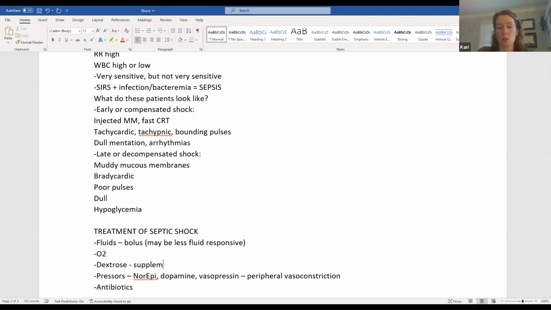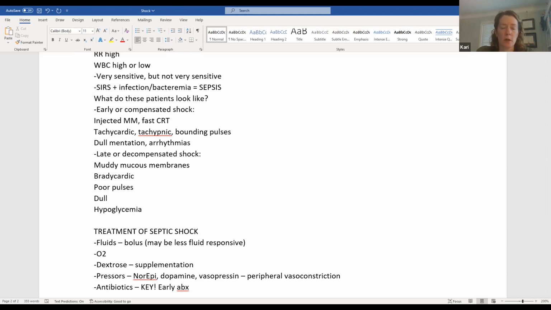Dextrose supplementation is often important if they are hypoglycemic when they come in, but if not, you want to keep a close eye on that. And then antibiotics are absolutely key. So early antibiotic therapy in patients with sepsis has been shown to improve outcomes in people and in animals.